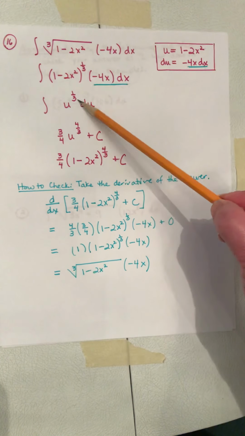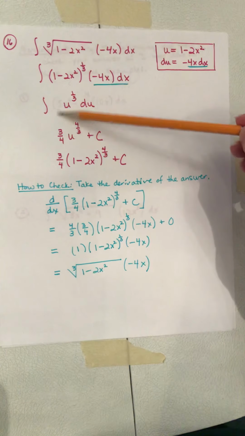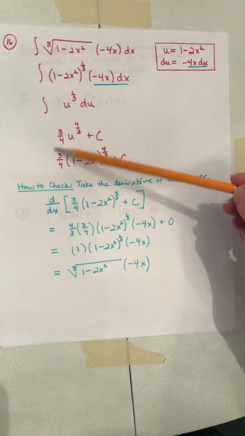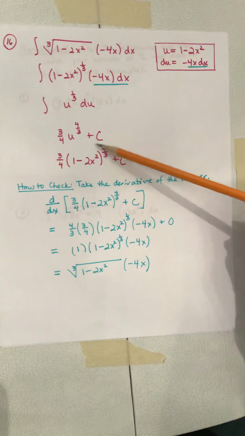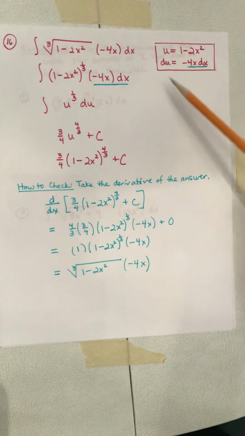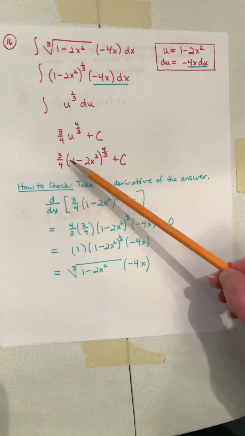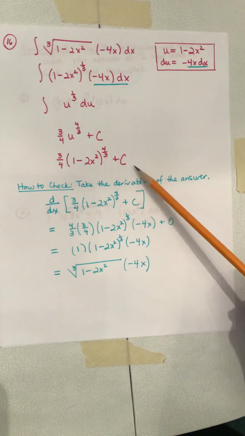We integrate, we add 1 to the exponent, we get 4/3. Our coefficient here is a 1. We divide it by 4/3, we get 3/4. So we have 3/4 u to the 4/3, and of course our plus c. And then we take the u out, put the x's back in. We have 3/4 times the quantity 1 minus 2x squared to the 4/3 plus c.